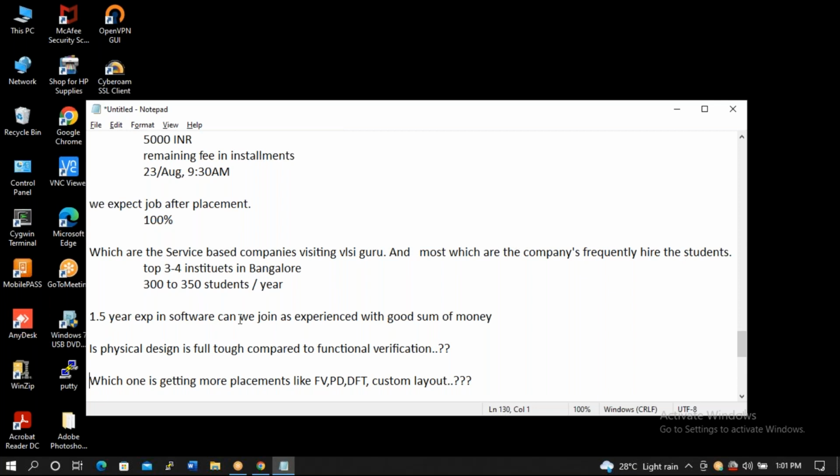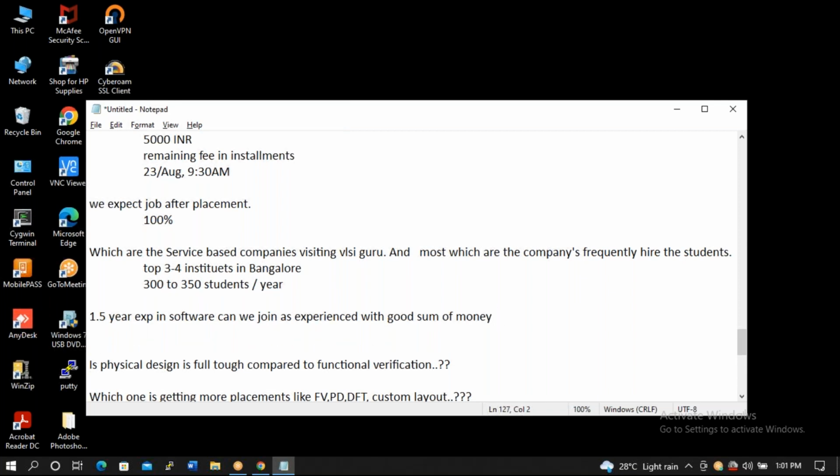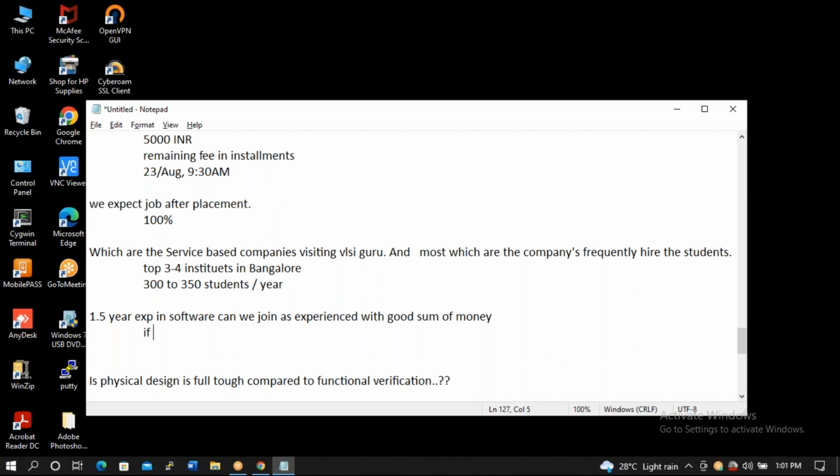Can someone with 1.5 years of experience in software join with a good sum of money? Again, it depends on what you mean by software. Like previously, I answered one question, right? He was into TCS. It was easy for him to justify that he worked in the VLSI division in TCS. If your current company has any VLSI division, you can easily get it.